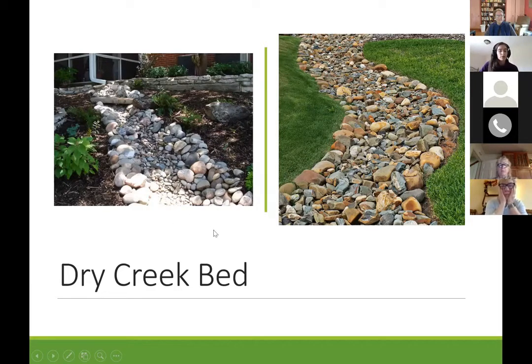Maybe there's an opportunity at the bottom of this hill to then infiltrate that water, which is the next step we would like to see. But as a conventional solution, dry creek beds are sort of just a more visual way. Instead, you could have just buried a pipe through here and connected to this downspout. But they can also be larger, capturing water moving across a landscape.